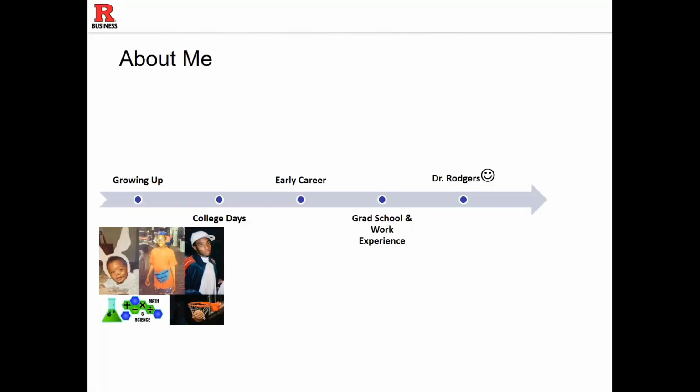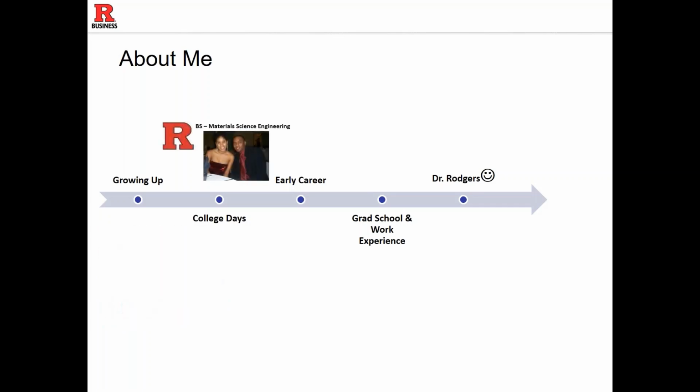Just to add some color to this, growing up, I've always been a math and science nerd. And if you can't tell from the pictures, I was a geeky kid. But I also had a love for basketball, and the X's and O's really allowed me to use the math to make decisions.